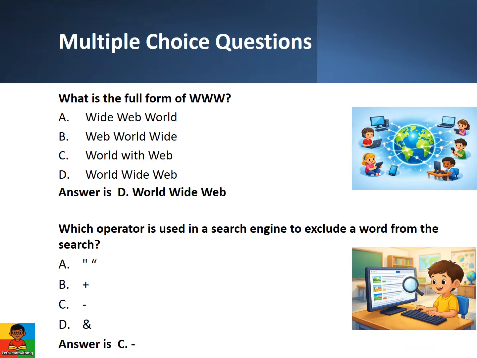Let's continue with more questions. Question 5. What is the full form of www? A. Wide Web World. B. Web Worldwide. C. World with Web. D. World Wide Web. The correct answer is D. World Wide Web. Question 6. Which operator is used in a search engine to exclude a word from the search? And the correct answer is C.